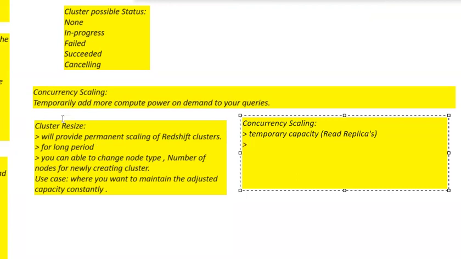Now, cluster resize, for how much duration will it support? For a long period. Whereas concurrency scaling provides short-term capacity. That is, during your peak hours, it will scale up, and during your low traffic, it will scale down. So when the cluster experiences spikes in queries, concurrency scaling provides additional resources.